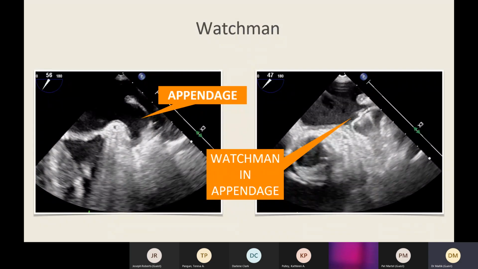And this is why I was referring to this picture previously. This is the photo you saw, left upper chamber, left lower chamber. This is the appendage. And this is what WATCHMAN looks like once it's deployed in that appendage. This white line that you see is the outline of the device. And this is actually my first WATCHMAN patient from last year, I believe January of last year. And he's doing great.